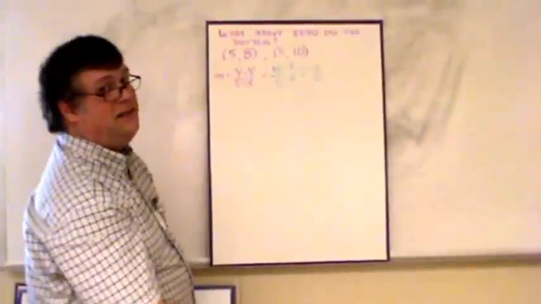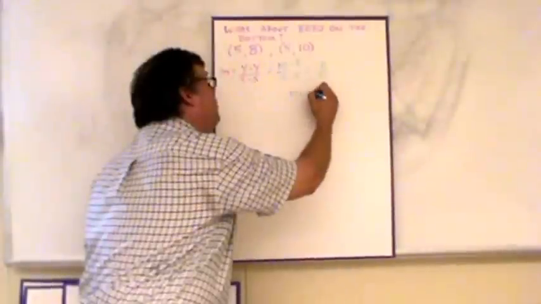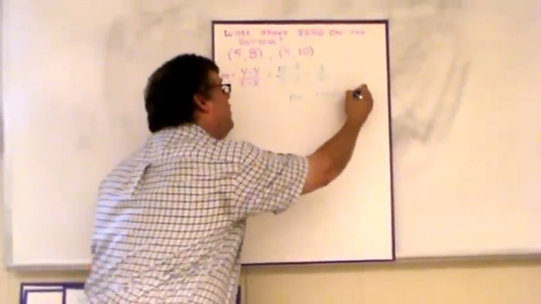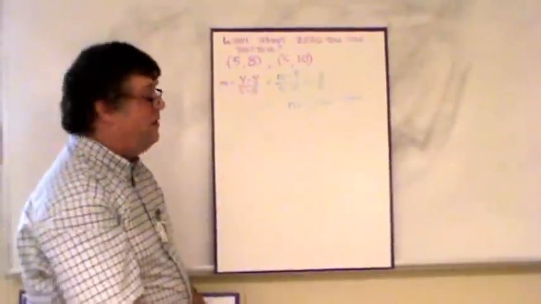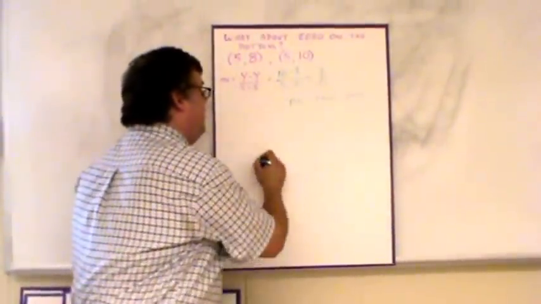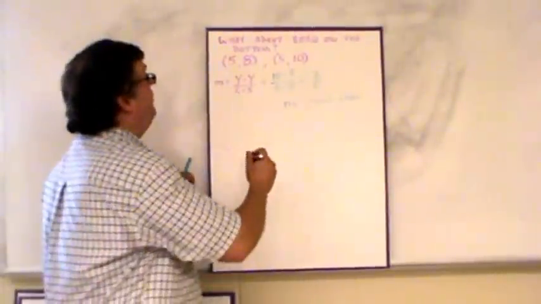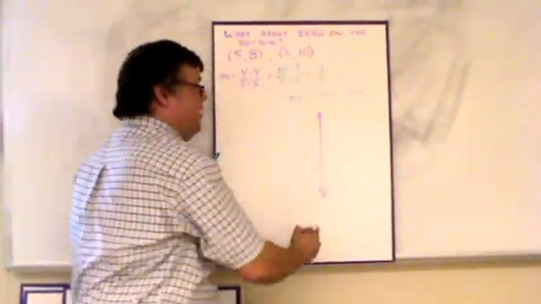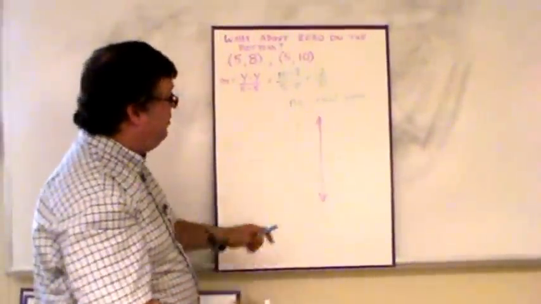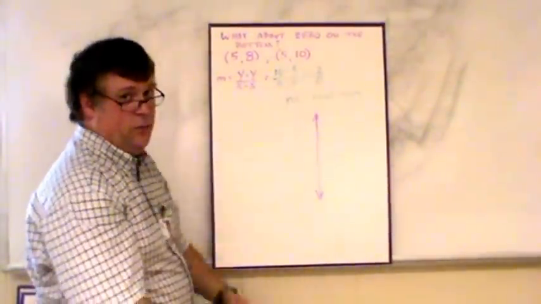Can you divide by 0? No. So this is no real slope. It's not the same as slope equals 0. If I graph the points and put a line through them, I'm going to find that they are going to be a vertical line. And all vertical lines have a slope of no real slope.